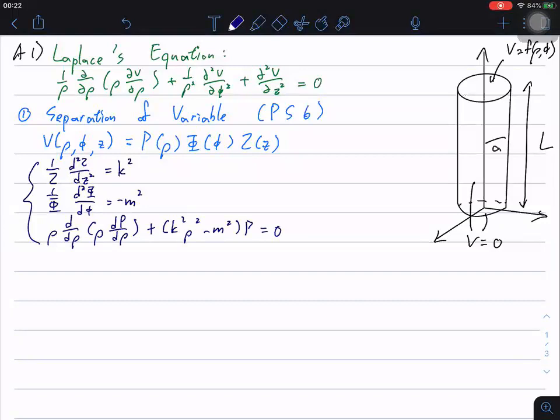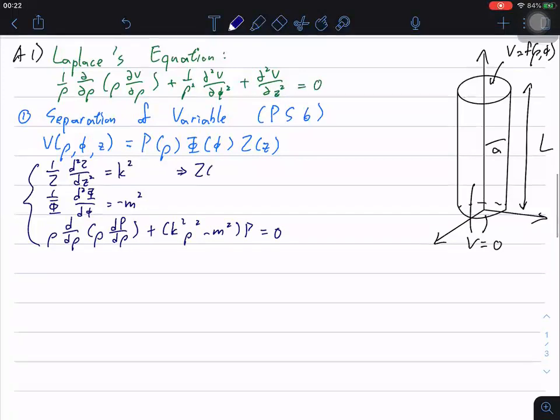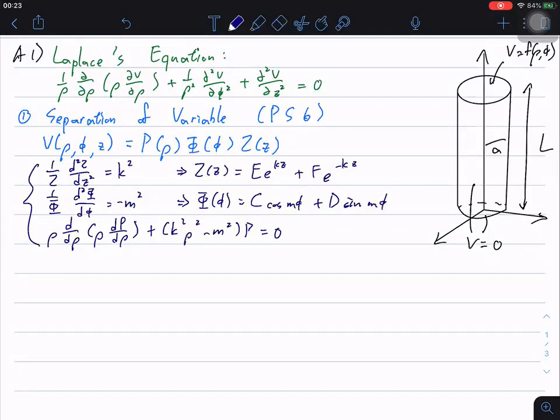For the first two ODEs, it's quite easy to solve. For the first one, the solution is basically just an exponential function, or you can write it as hyperbolic sine or cosine. And for the second ODE, the solution is basically a linear combination of sine and cosine functions. Here, C, D, E, F are the constants in the solution.